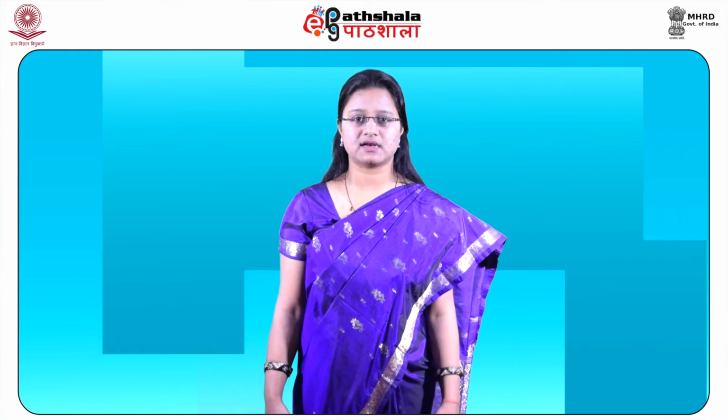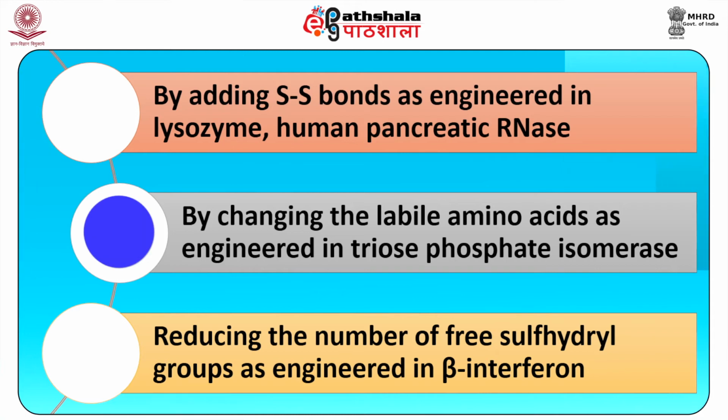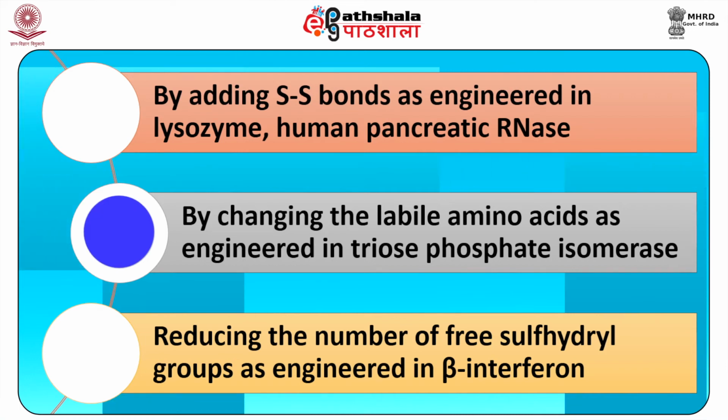Protein engineering thus involves the use of genetic manipulations. Genetic means in the gene itself, to alter the coding sequence of a gene and thus the properties of the protein encoded by that gene. So by protein engineering we can improve even the stability of the protein. How can this be done? By adding various disulfide bonds, as engineered in lysozyme and human pancreatic RNase, by changing the labile amino acids, as engineered in the case of triose phosphate isomerase. We are going to learn in this module what these labile amino acids are.